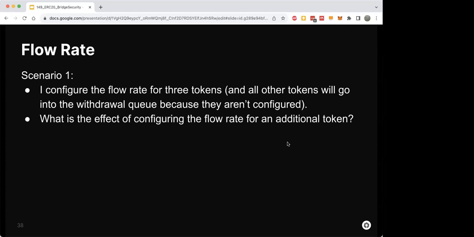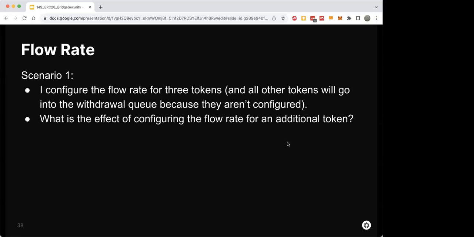I was thinking that if you configure the flow rate for 3 tokens, and then configure the flow rate for an additional token, at the moment all the other tokens go into the withdrawal queue because they're not configured. So now you've got an additional token for which the flow rates need to be configured. So you'd think you probably need to adjust the flow rate for the other 3 tokens. Perhaps, maybe, I don't know. But I don't really understand how these 3 tokens could potentially interact.